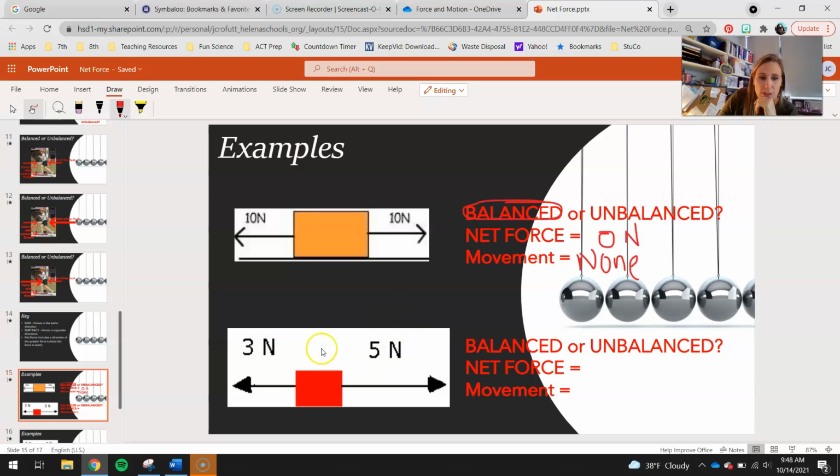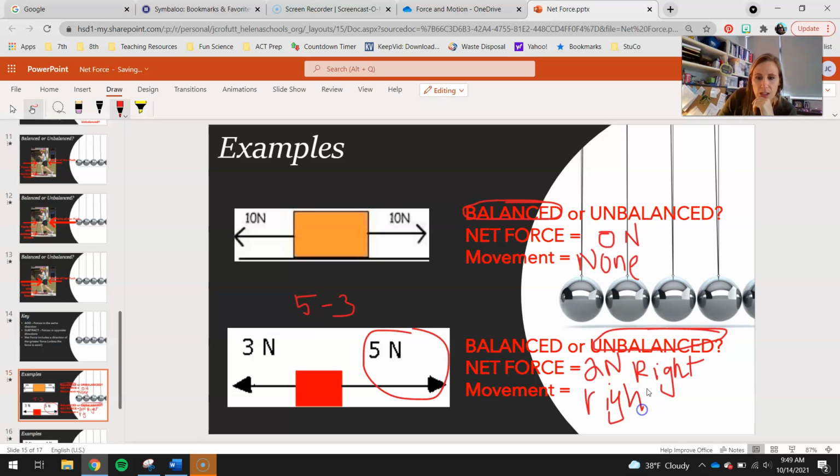Okay, in this one we have 5 to the right, 3 to the left. Because these are in opposite directions, we're going to subtract them, 5 minus 3. That gives us a net force of 2 newtons. Our larger force is to the right. This is an example of an unbalanced force. Our movement is going to be to the right. We might see it increase to the right. I guess it really depends on the movement. Basically, we're going to see a change in the velocity.